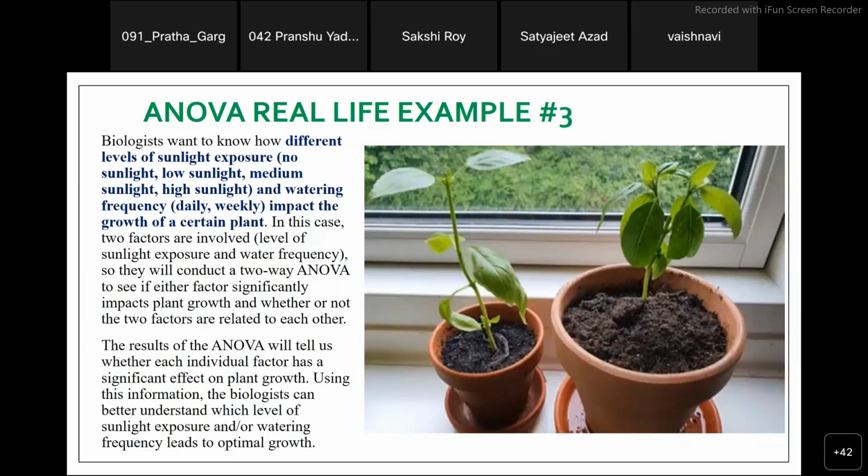Because there are two independent factors. One is sunlight. They have 4 levels: no sunlight, low, medium, and high. And watering frequency is another categorical variable, daily or weekly, and their impact. Obviously, the growth, how much it has grown in centimeters, let's say the mean growth, that is your response variable in continuous format. So that is a two-way ANOVA.